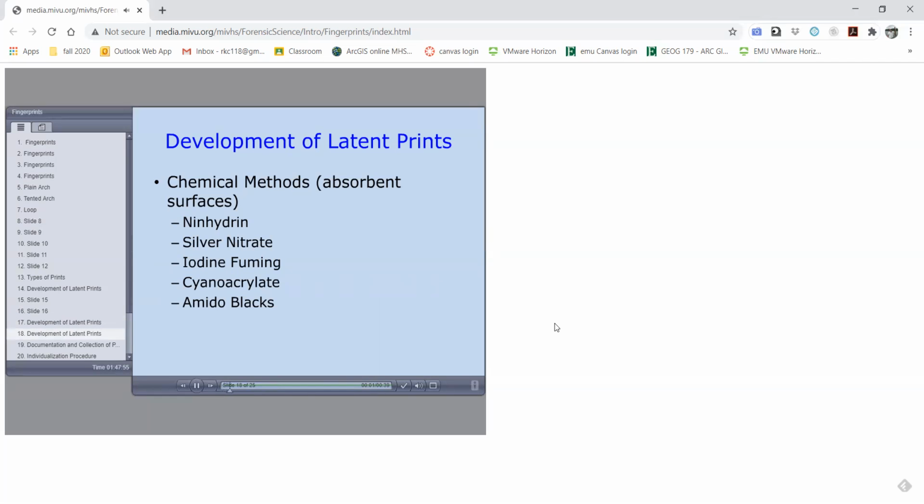There are some chemical methods used to develop prints, and they would be used when prints are on absorbent surfaces. In other words, the print sort of soaked in. And ninhydrin, silver nitrate, iodine fuming, cyanoacrylate, and amido blacks are all chemical methods. And you may have heard these talked about on CSI or Bones or Law and Order, Criminal Intent, any of those programs. They talk about these different methods for developing latent prints.